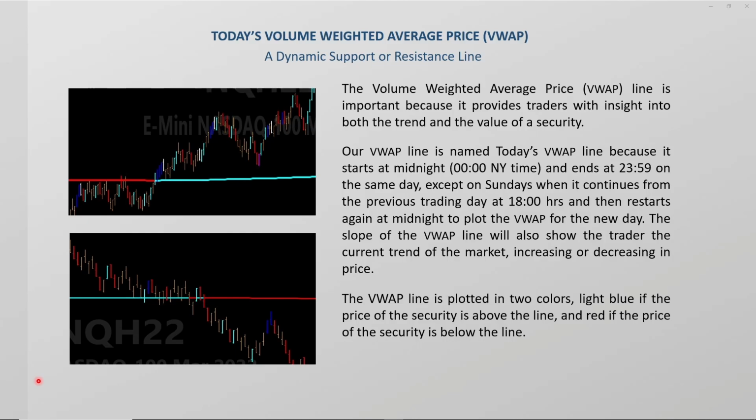Our VWAP line is plotted in two colors. It will plot red if the price is below the line, and it will plot blue if price is above the line.